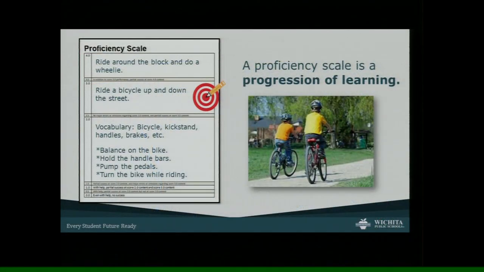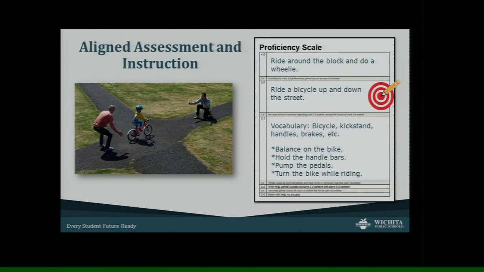We go back to the example of riding the bike, the target, the proficiency level being riding a bicycle up and down the street. And that would be a 3, and then we have those foundational skills along the way: balancing, pedaling, holding the handlebars, maybe going from one parent to another. So we have to teach those foundational skills to get to that level 3.